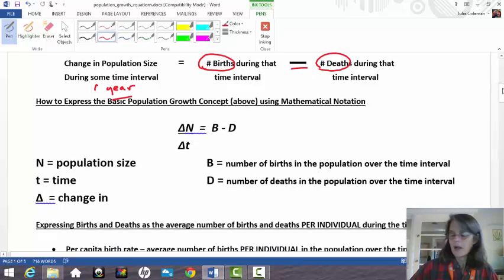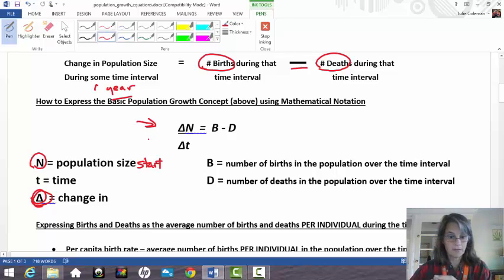Now, a way it is more commonly expressed is like this, okay? Where big N is your population size when you start observing, when you start monitoring. Little t is the time period. This is change in. So change in the population size over this time period, this 1 year period, is usually births minus deaths, where big B is the number of births, big D is the number of deaths.